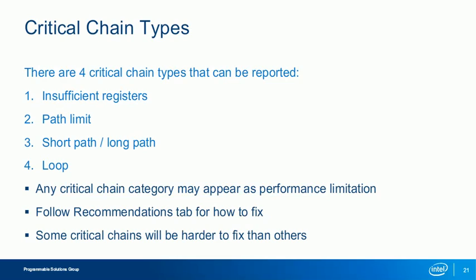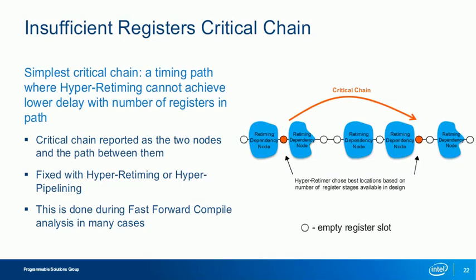Be aware, though, that some critical chains will be harder to fix than others, depending on the structure of logic causing the chain and how it is described in your RTL. The first and simplest critical chain type is insufficient registers.